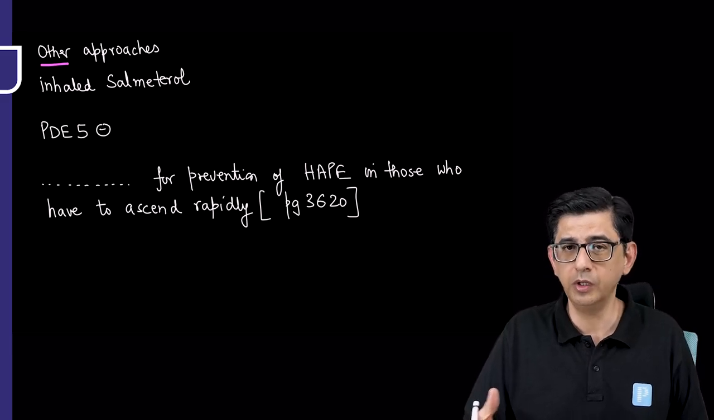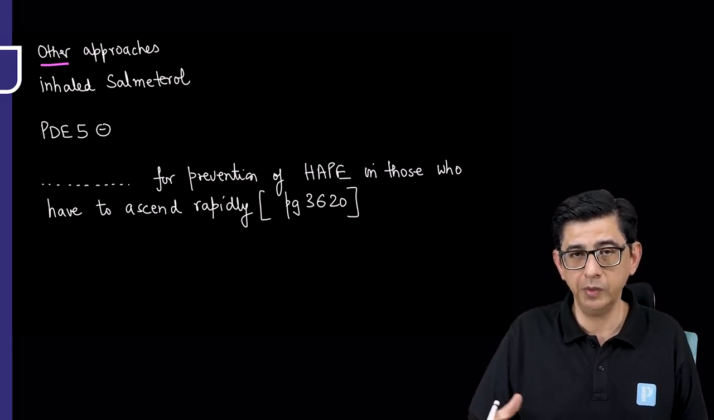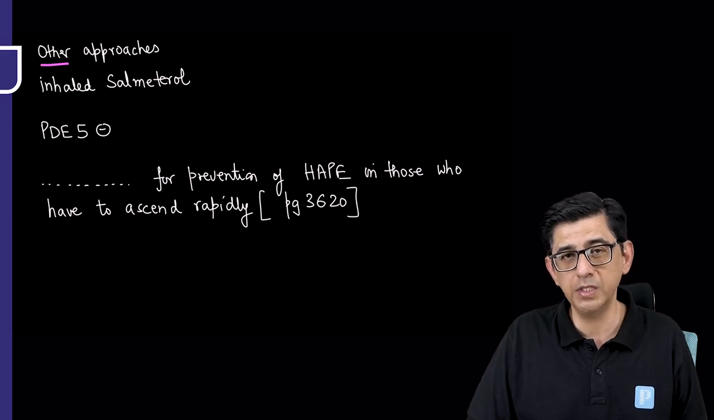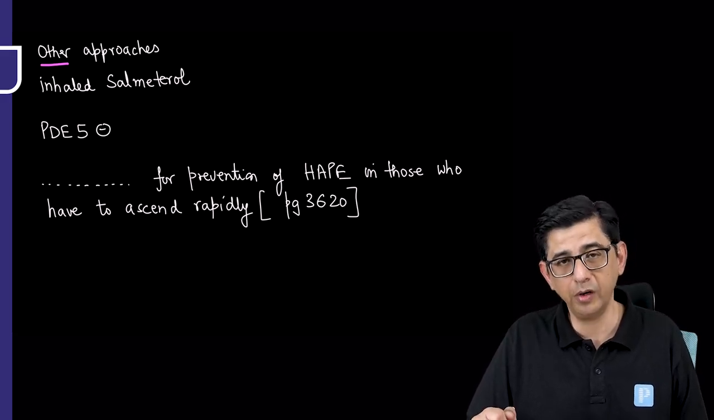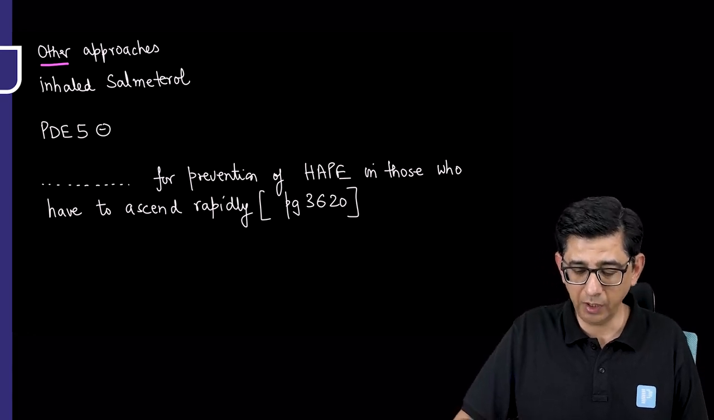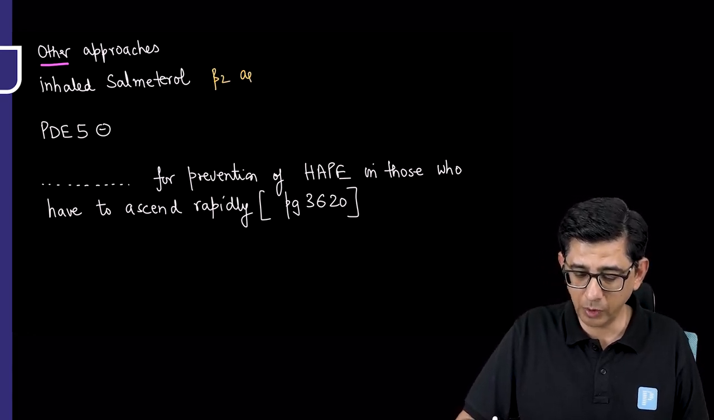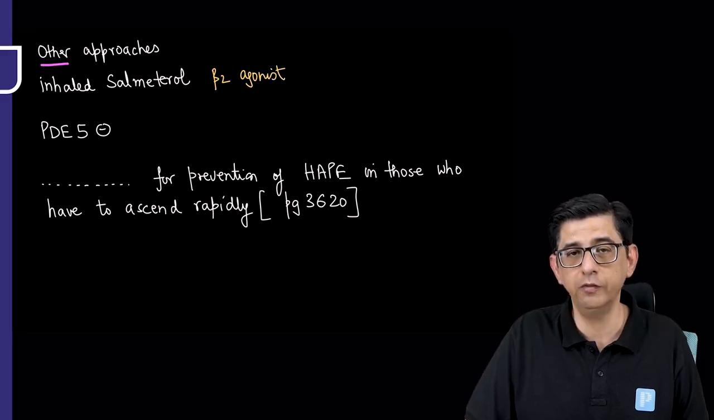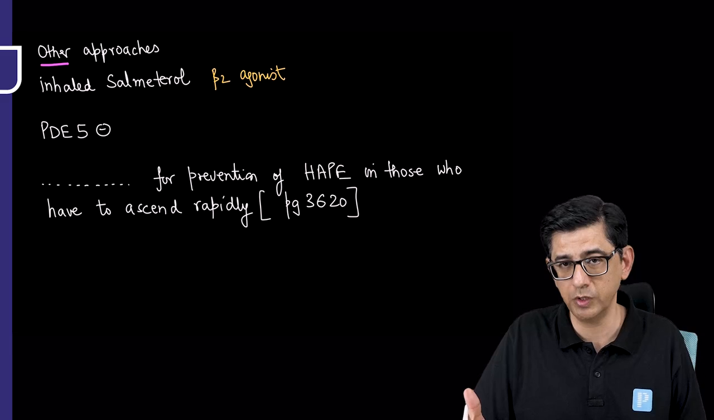Let's focus now on some other approaches which are also used for management of this entire spectrum of mountain sickness. One is use of inhaled salmeterol. Now it makes sense because we are giving a beta 2 agonist, so it will cause a bronchodilation, it will cause an improved delivery of oxygen because cold mountain air causes a vasoconstriction.